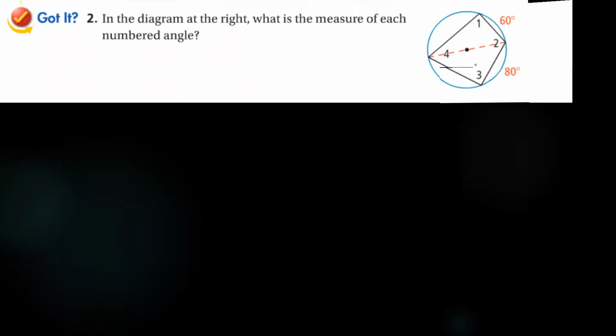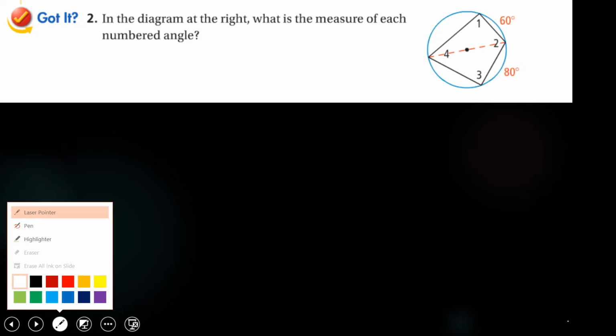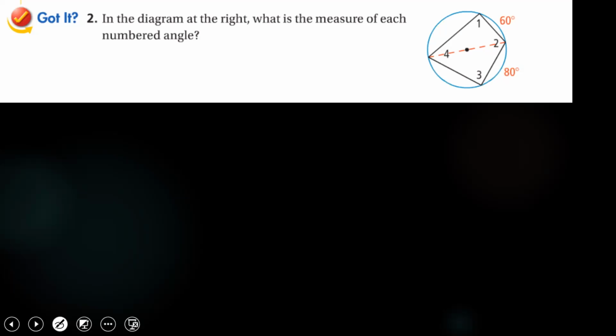Now, let's solve this one here. In the diagram at the right, what is the measure of each numbered angle? Here we have to find 1, 2, 3, and 4. Now, here we have angle 1. Where's angle 1? It is here. Angle 1 has two sides. The sides end at this point and this point. So the measure of angle 1 will be half the measure of this arc.